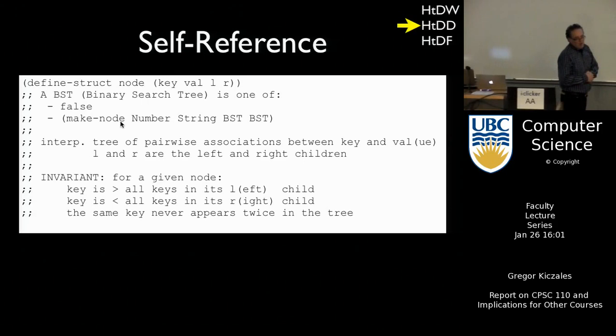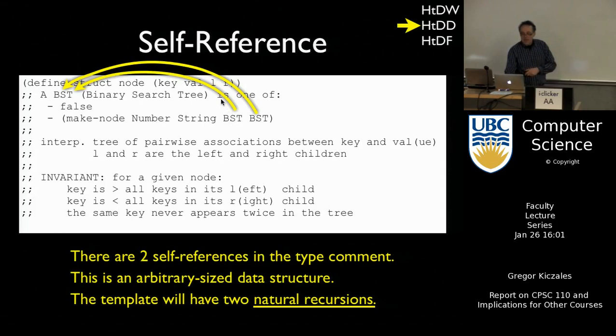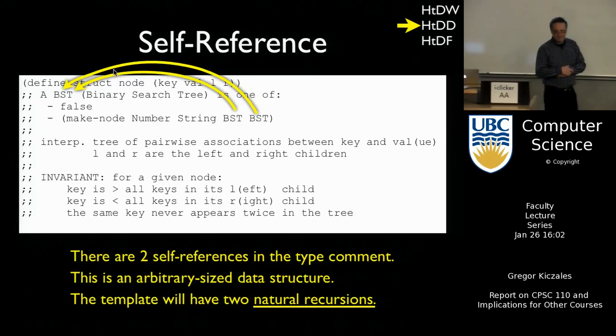Now, what 110 students learn how to do for these kinds of data definitions is a thing called reference analysis. And they say, well, look, here's a reference to another type, a non-primitive type. And I'll draw an arrow to what defines it. Now, these are two self-references.